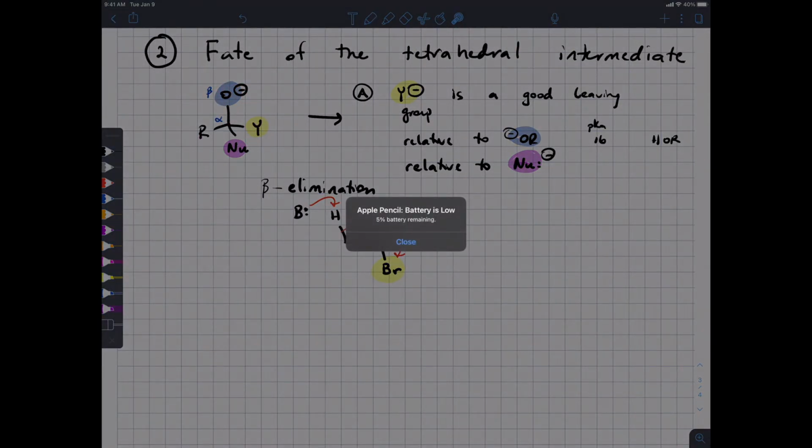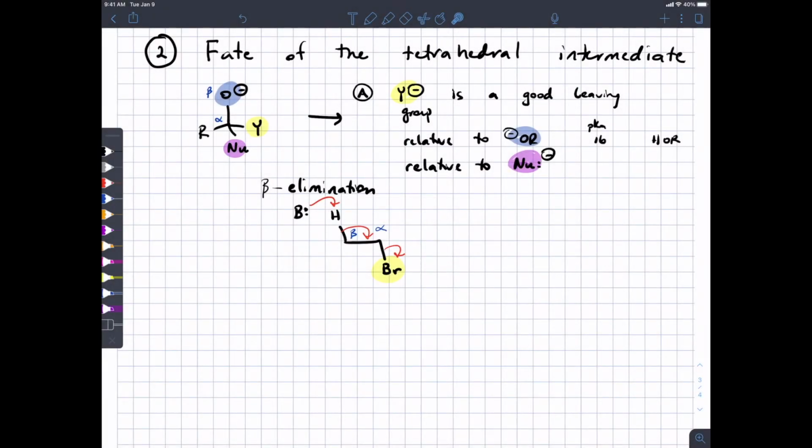Apple Pencil battery is low, 5% remaining. Good, 5% lasts 20 minutes, so we're great.